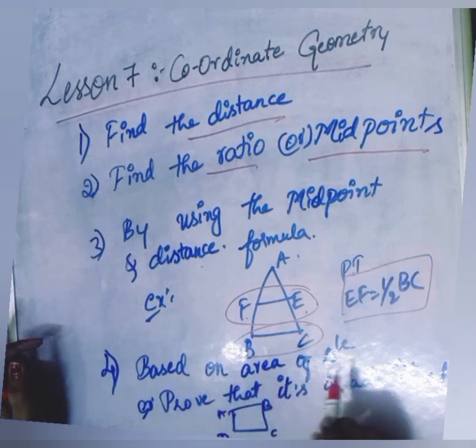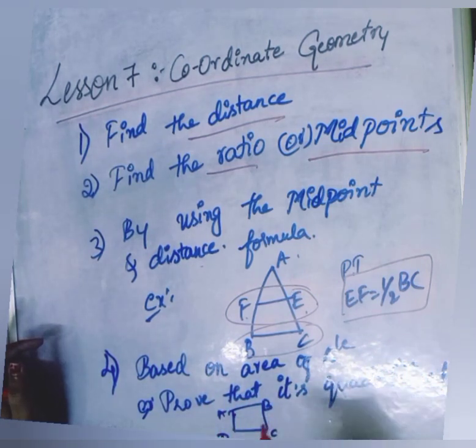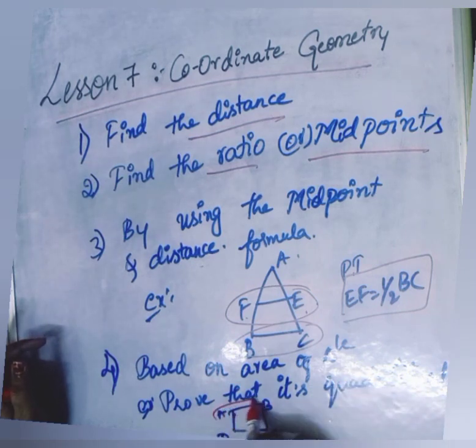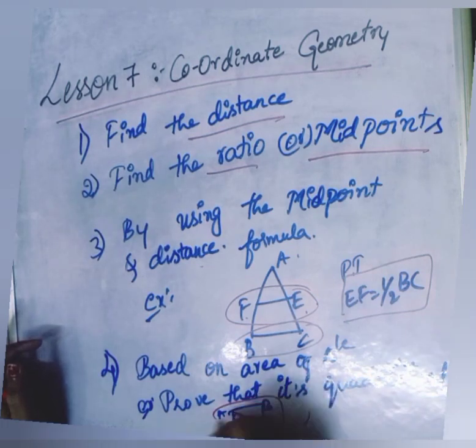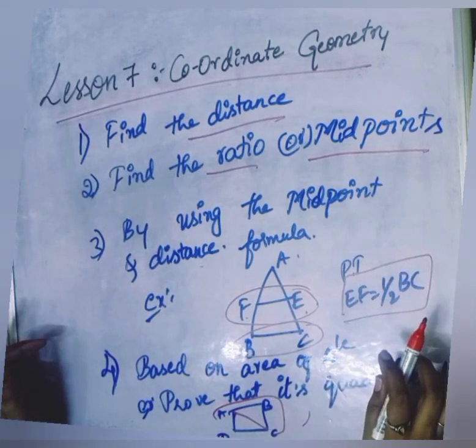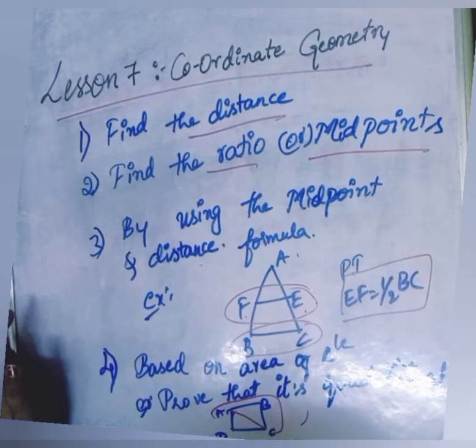And the other one, based on the area of triangle. For example, they will tell you to prove that it is a quadrilateral. That means you need to go with the area, cutting it in half, then find the area of this and the area of that, and then check that it's a quadrilateral. Like those conditions they may also give, so you need to properly go through all the conditions.